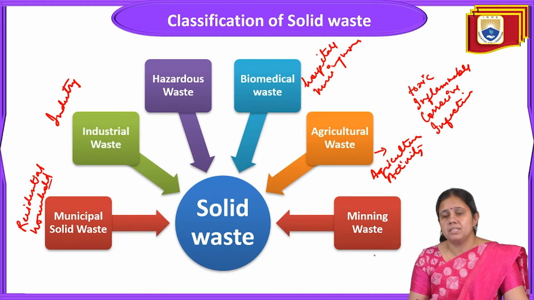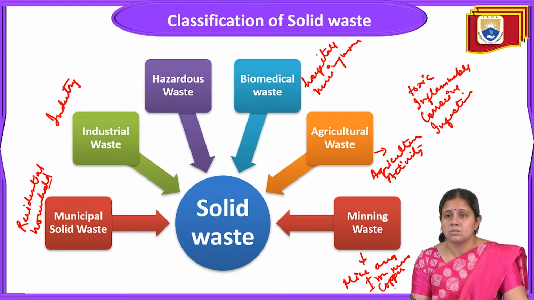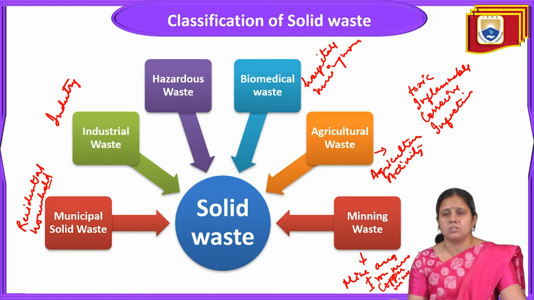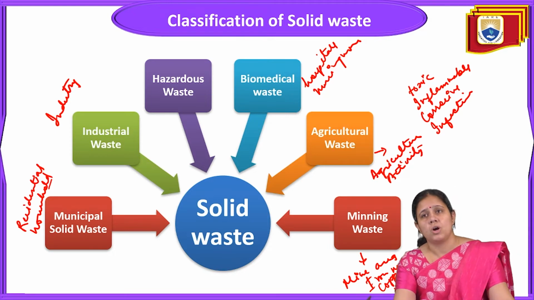Agriculture waste is generated from agriculture activity. Next is the mining waste. Mining waste is generated from the mine area, like iron mines, copper mines. And the agriculture waste is basically organic in nature. So by the process of decomposition, we can turn this agriculture waste into compost or manure.